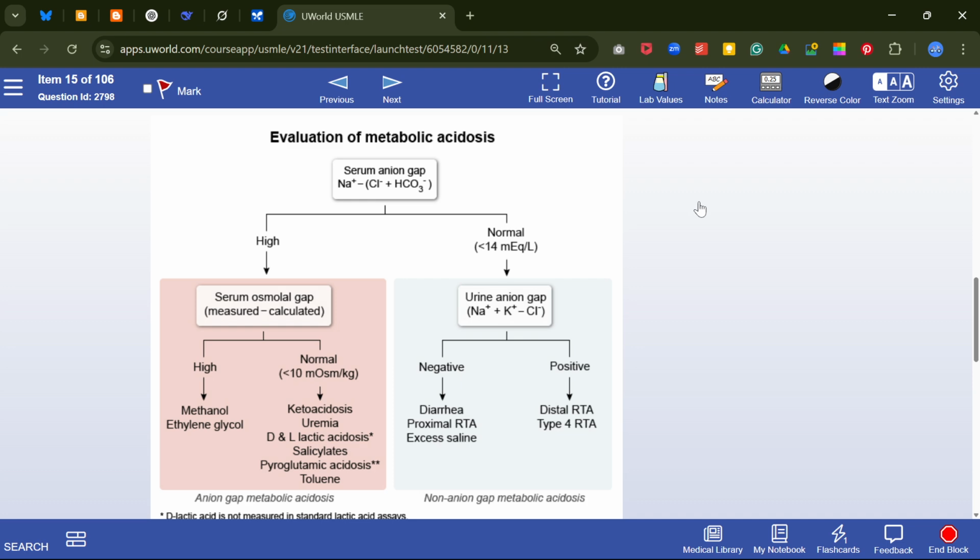If osmolar gap is normal, it is ketoacidosis, uremia, D and L lactic acidosis, salicylates, pyroglutamic acidosis, and toluene. And for normal anion gap, you should do urine anion gap. If urine anion gap is positive, it may be distal RTA or type 4 RTA. If it is negative, diarrhea, proximal RTA, and excess saline.